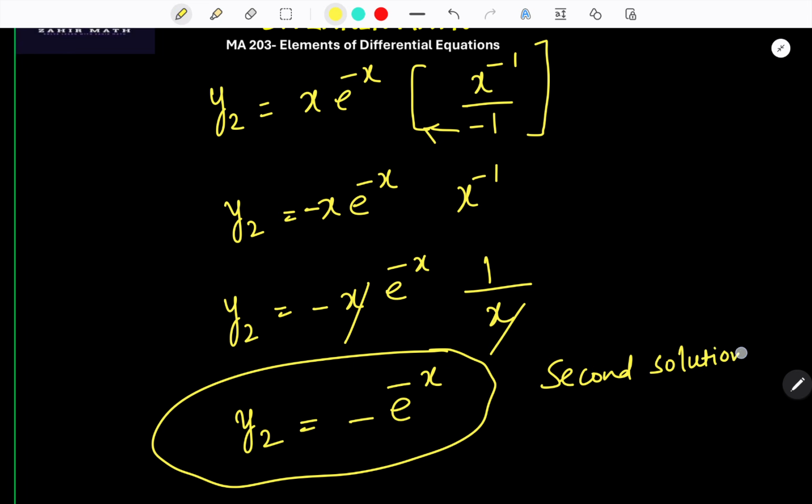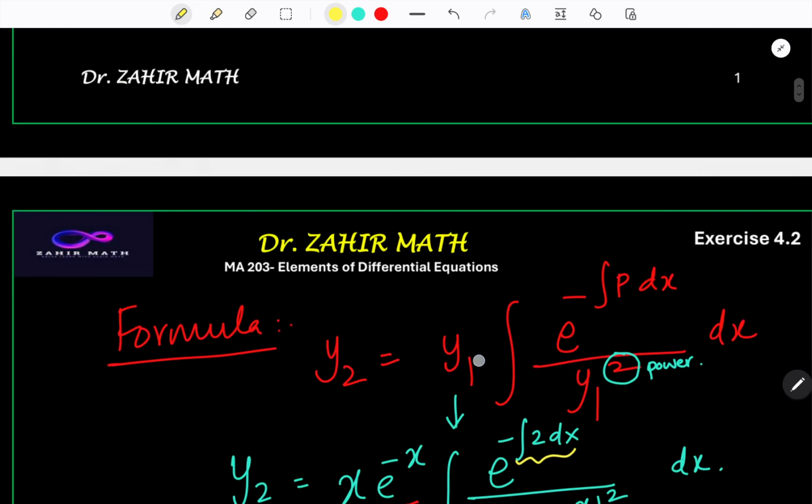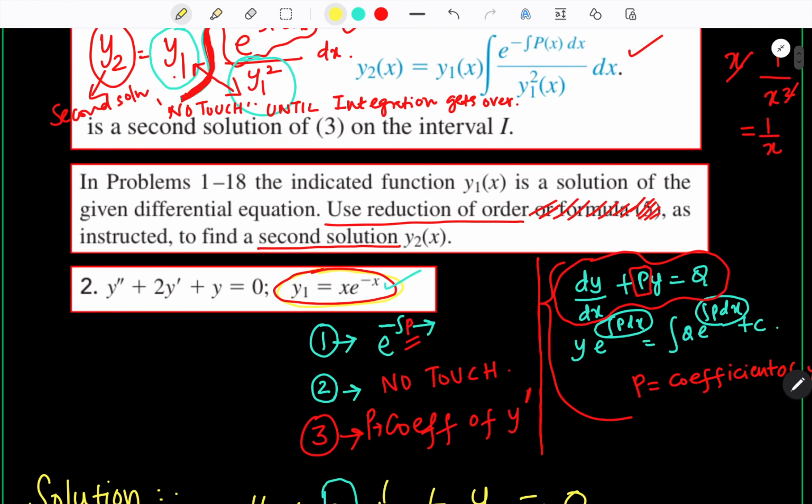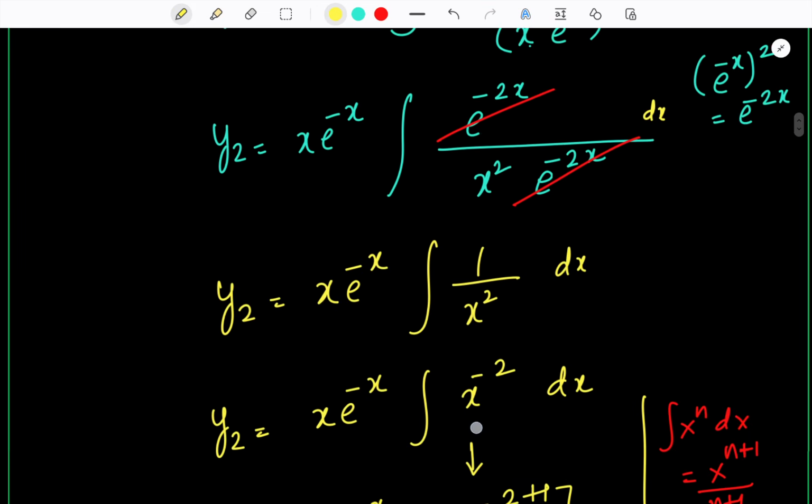Do I need to check whether they are linearly independent? No need to check. Just find the second solution, because if you want to write the general solution, you need to check. But we are not doing any general solution. Look at the question here. There is no word find the general solution. If you are going to find the general solution, then you need to check the Wronskian for these two.